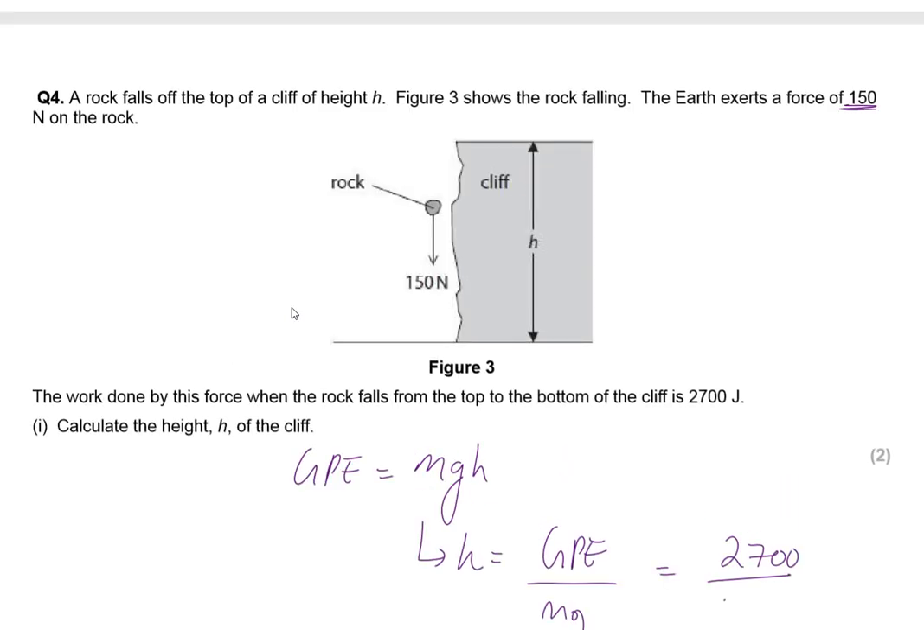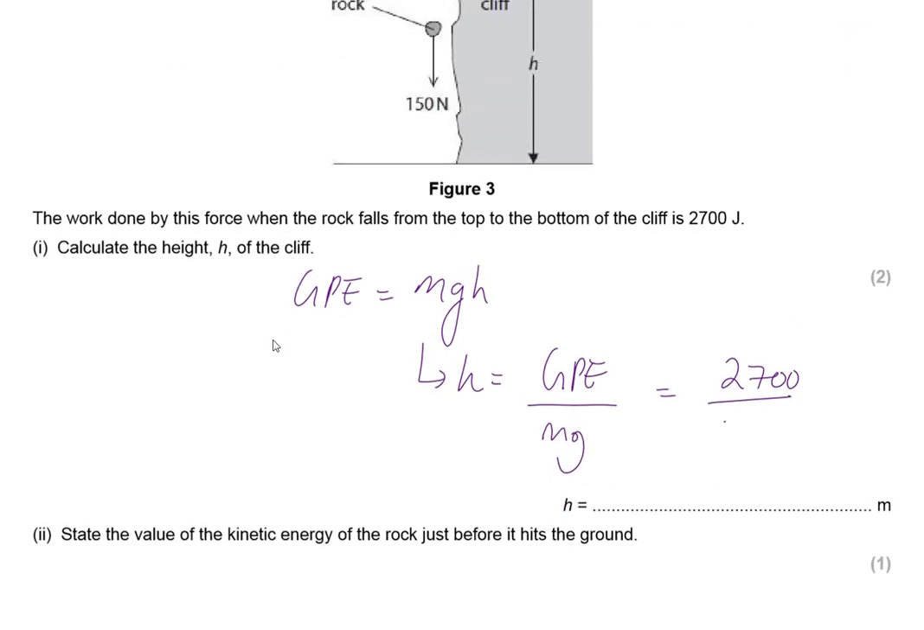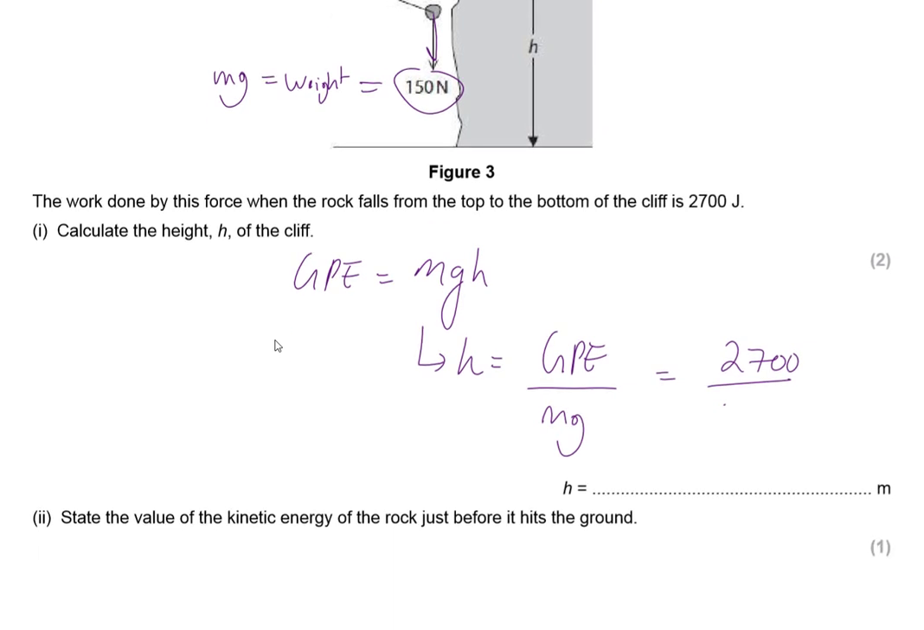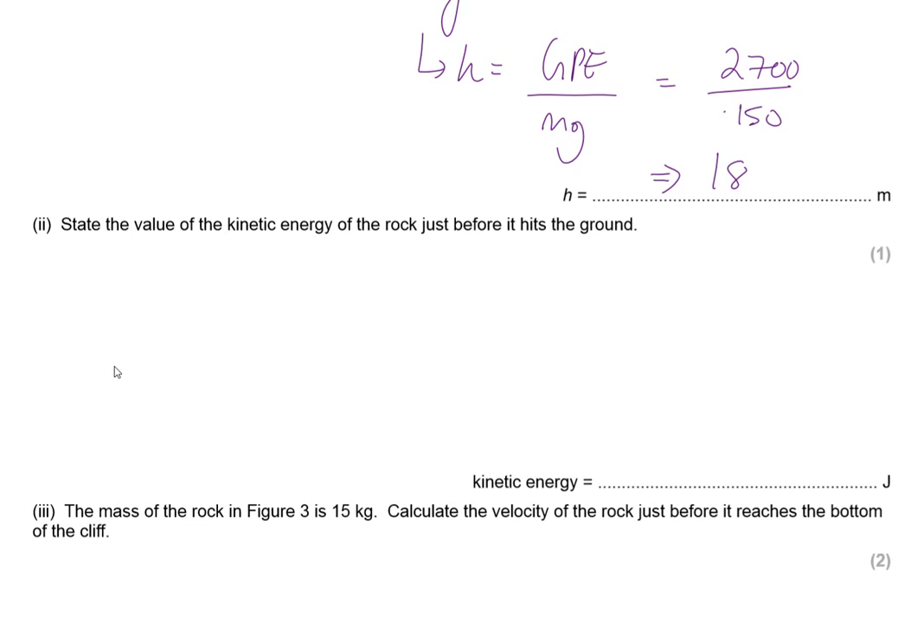The Earth exerts a force of 150. Look, 150 is pulling down, so this is the weight. And weight is mg. Therefore, this gives me, let me use my calculator, 18. So 18 there. That's one. Now state the kinetic energy.